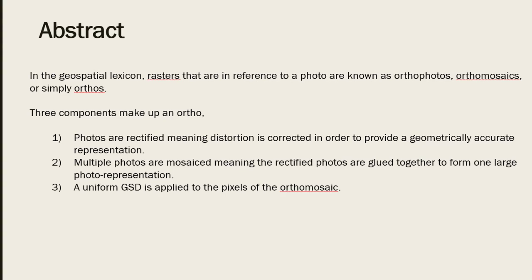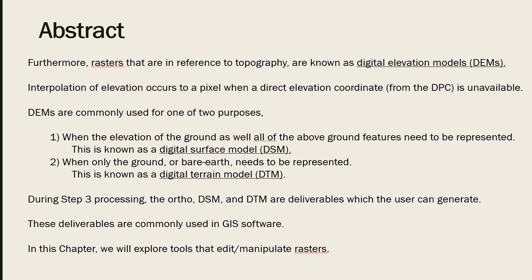There are three components that make up an ortho. Photos are rectified, meaning distortion is corrected in order to provide a geometrically accurate representation. Multiple photos are mosaicked, meaning the rectified photos are glued together to form one large photo representation. A uniform GSD is applied to the pixels of the orthomosaic.